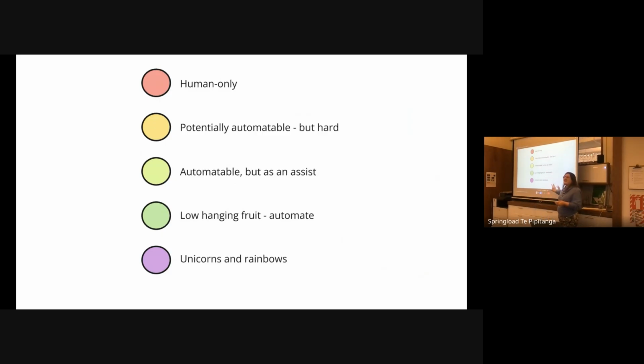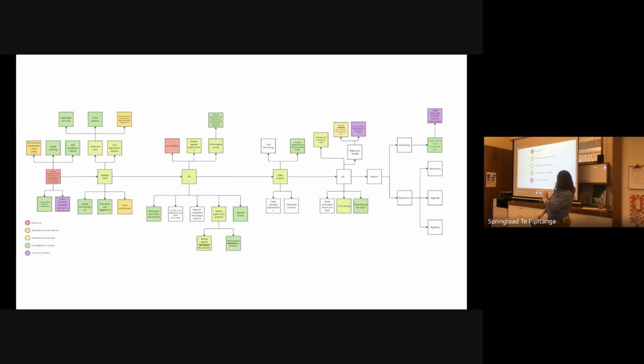And we had my favorite category, unicorns and rainbows. This category was reserved for things where we thought, wouldn't it be great if AI just did this and I didn't need to do it ever again? And after a lot of chatting and categorizing, that initial high-level process turned into this.